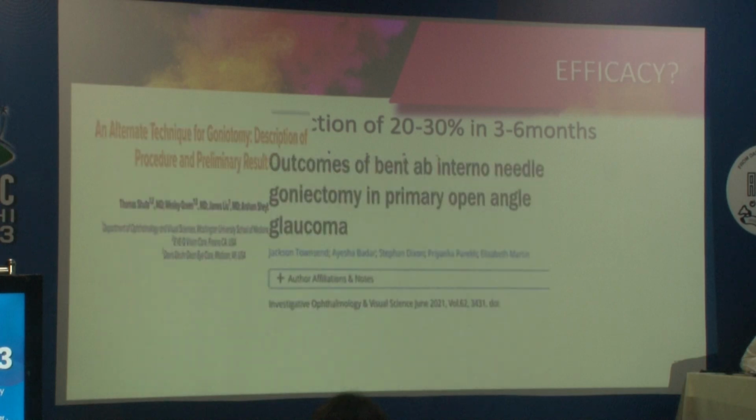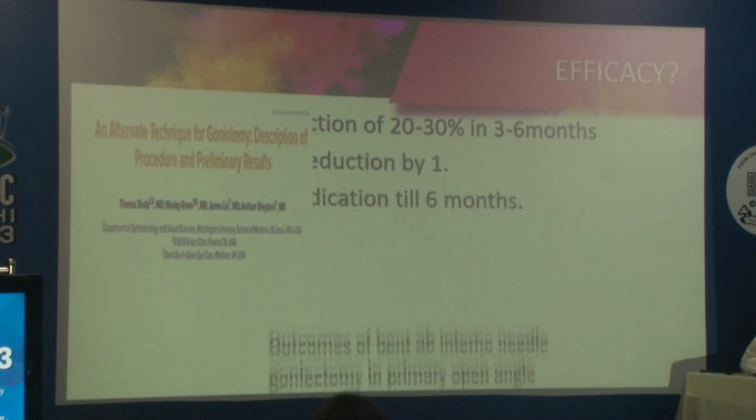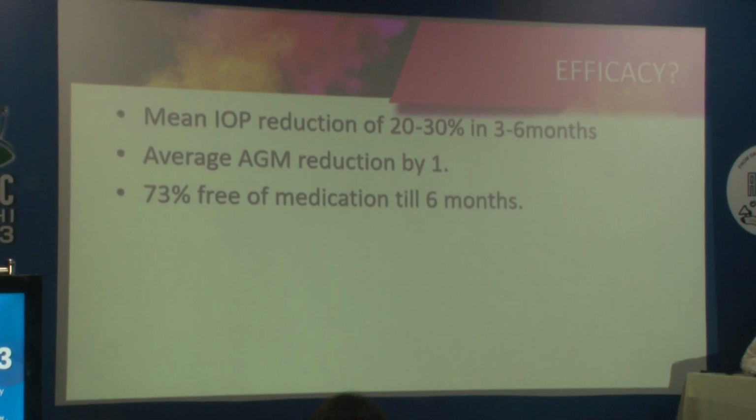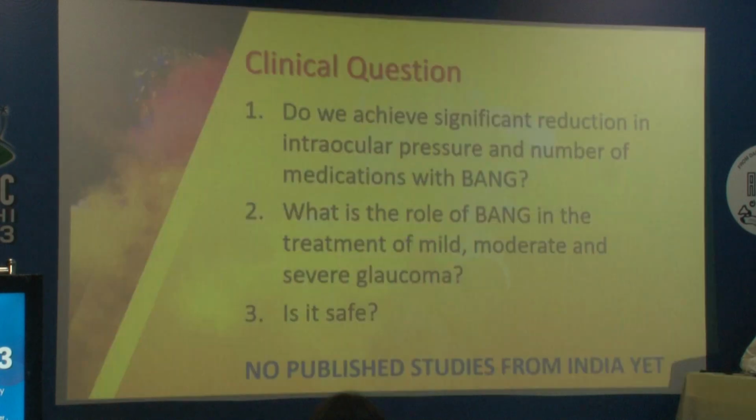The published literature so far has been very limited. Most of these studies have also been published by the innovators themselves, and they have shown an IOP reduction of 20 to 30% over 6 months. An average AGM reduction of 1 was achieved. 73% of patients could be medication free at the end of 6 months.